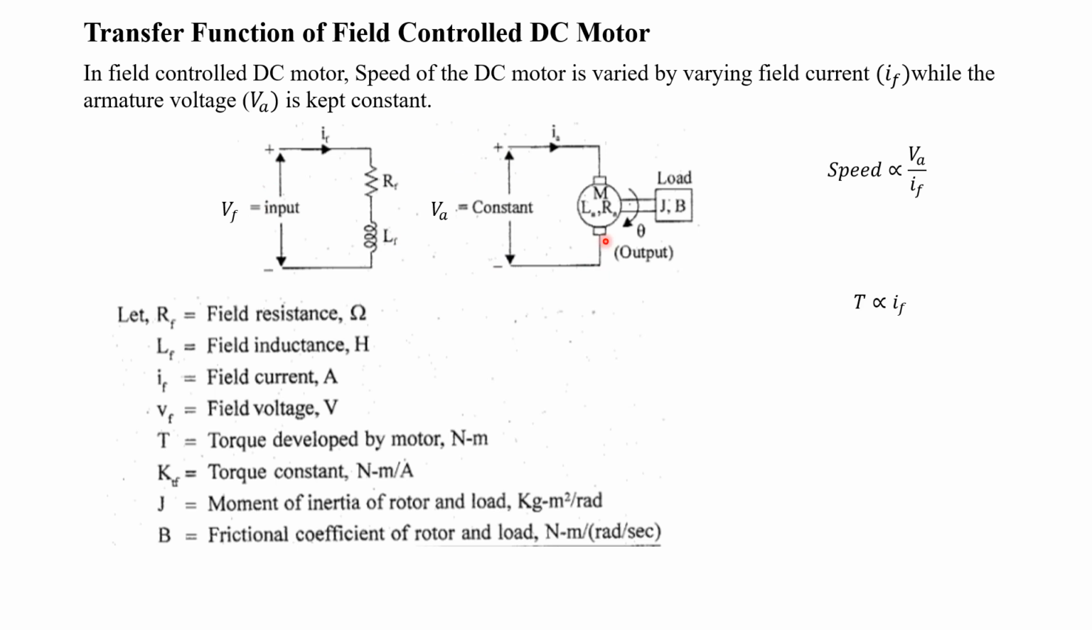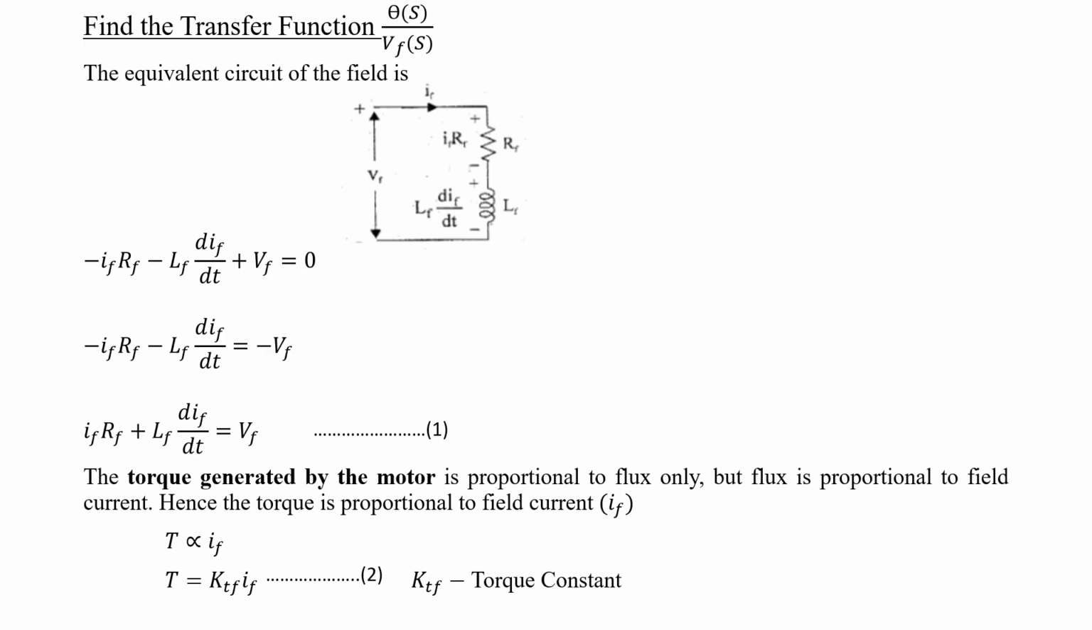Here the armature will be kept constant, so no need to consider the armature, only we have to consider the field. We have to draw the equivalent circuit for this field part. From that we can get an equation, that is a differential equation, and also by using the relation that torque is directly proportional to IF, we can get one equation. Then by modeling this mechanical load, we get one more equation. Using these three equations, we are going to find the transfer function. The procedure will be similar to the armature control DC motor.